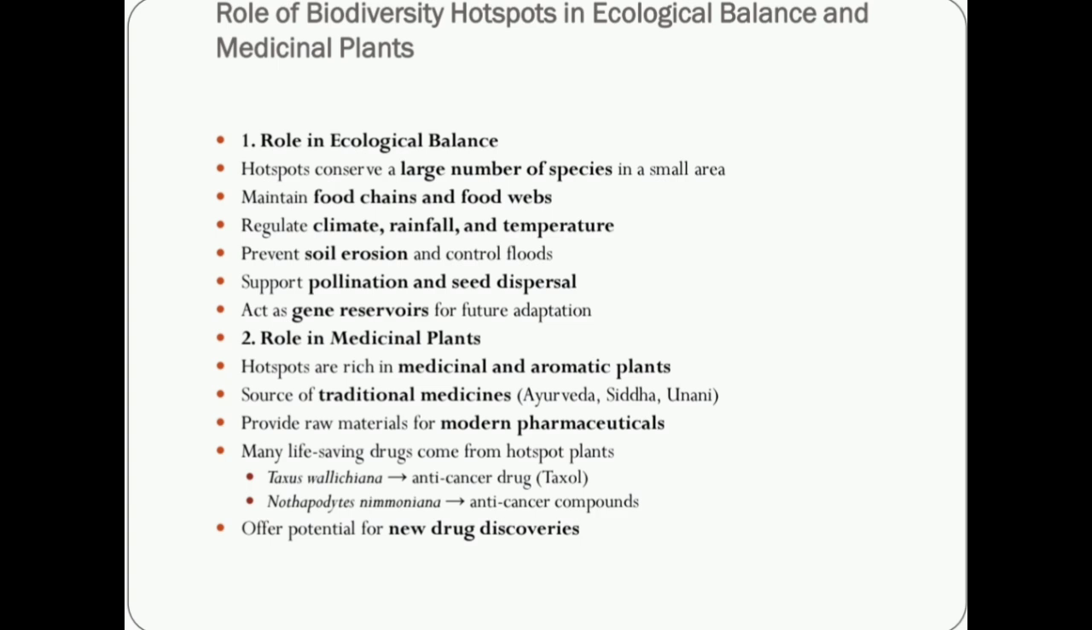Hotspots are rich in medicinal and aromatic plants. They are source of traditional medicines. They provide raw materials for modern pharmaceuticals. Many life-saving drugs come from hotspot plants. They offer potential for new drug discoveries.